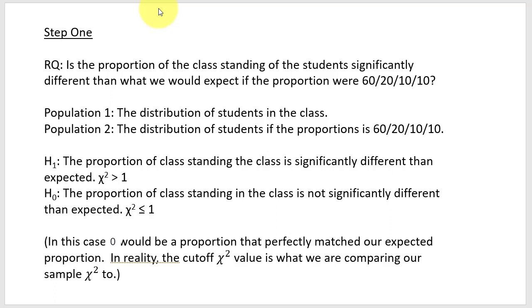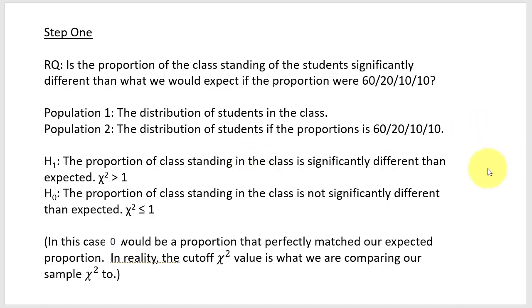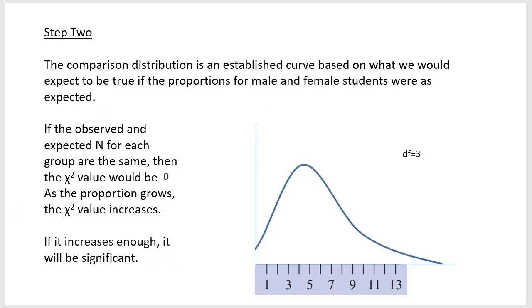The research hypothesis is that the proportion of class standing in the class is significantly different than expected, chi-square greater than 1. And again, we know that it's not going to be 1 as our cutoff, but that's our best estimate of the tipping point without any other information about the distribution. The proportion of class standing is not significantly different than expected. Chi-square is less than or equal to 1. That's our null hypothesis. Let's go to step 2 and take a look at what our comparison distribution looks like.